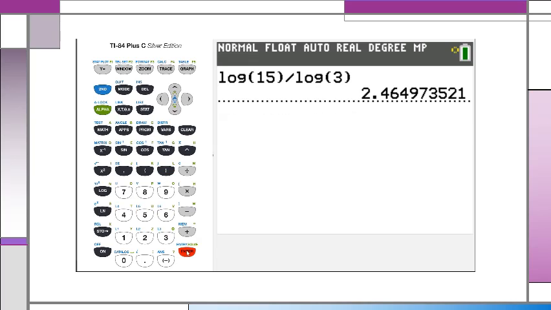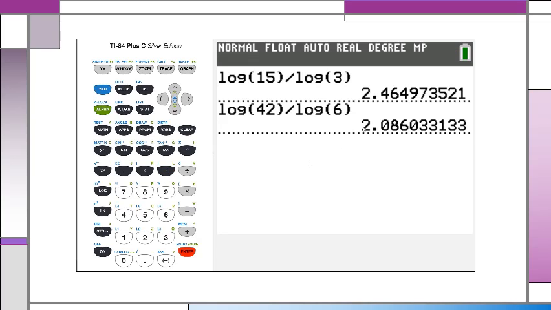Hit enter. And again, we're supposed to round to the nearest 10,000th. Well, this is much easier, so it is equal to approximately 2.0860. And there we go. We have used logarithms to solve exponential equations.